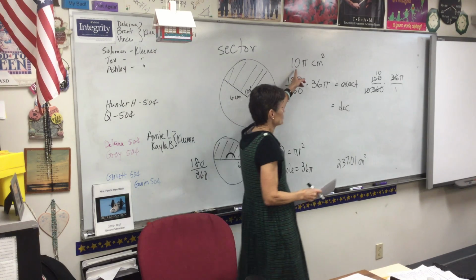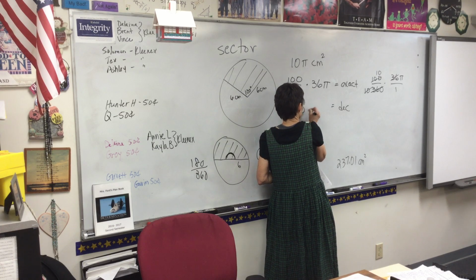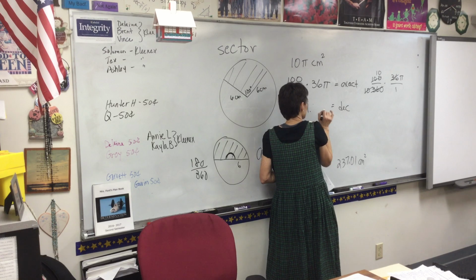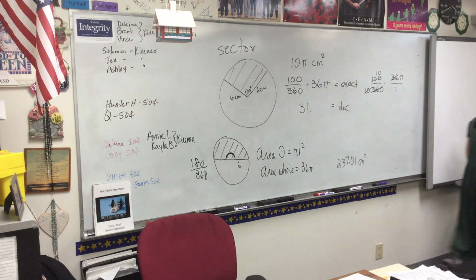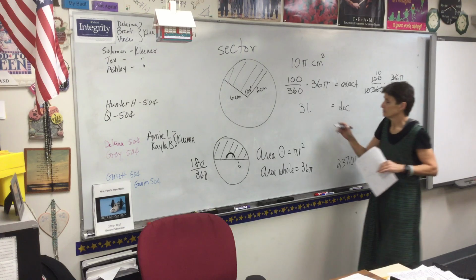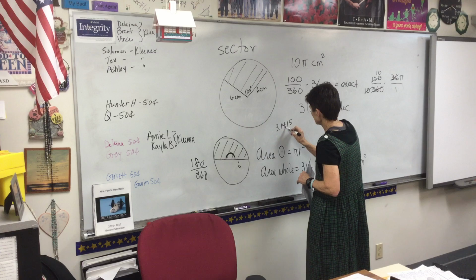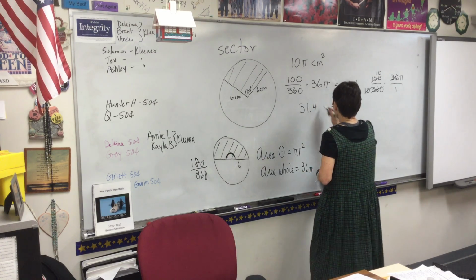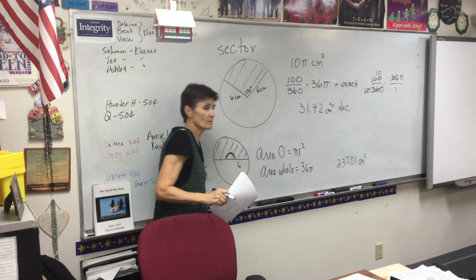Now, what would the decimal answer be? What's 10 times pi? Go ahead, take 10 times pi on your calculator. You have a pi button. Remember where your pi button is? It's over there, right underneath the clear. It's 31.42. So the decimal answer is 31.42 square centimeters.